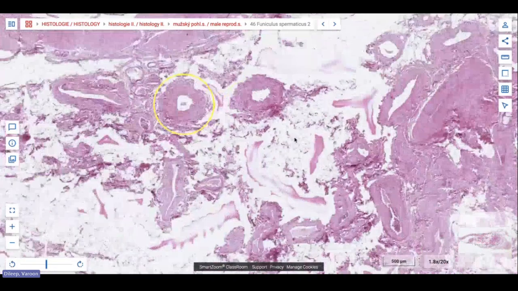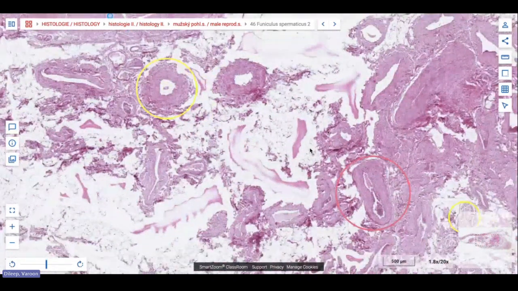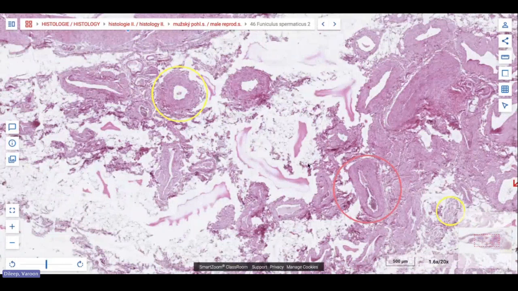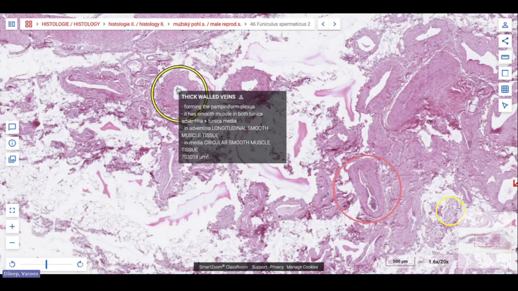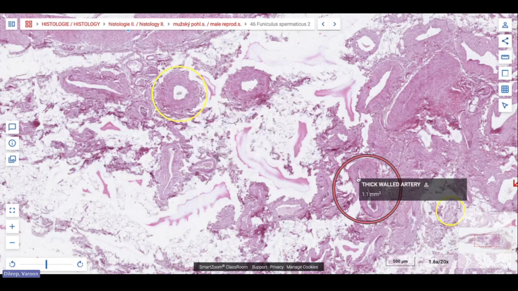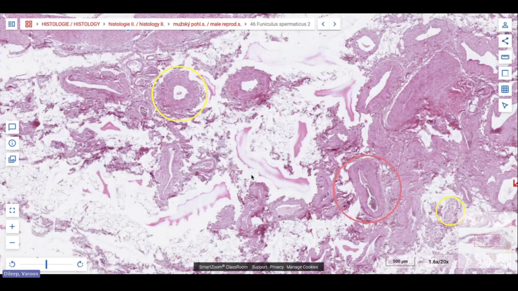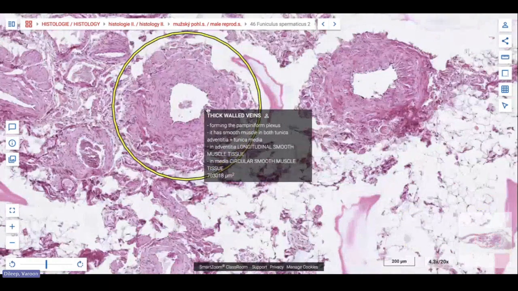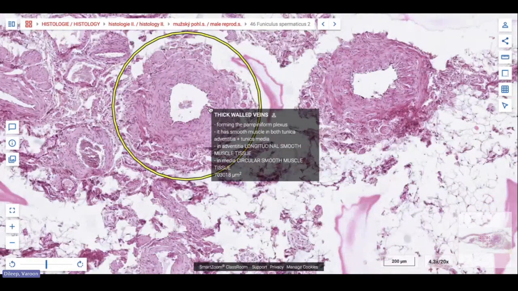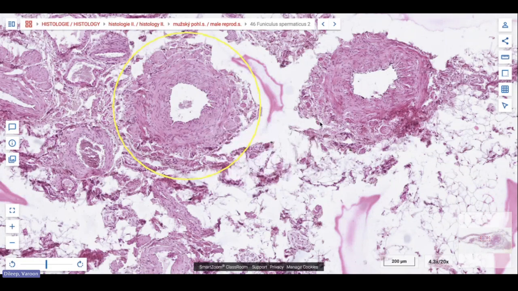Now, the difference between the veins and the artery can be confusing, just like how I confused it now, but veins will have a quite larger lumen compared to the arteries, and you can see the thickness of the tunica media is much thicker in the artery compared to the vein. As I said before, the thick-walled veins have smooth muscle in both the tunica media and tunica adventitia: in adventitia it is longitudinal smooth muscle, and in tunica media it is circular smooth muscle.